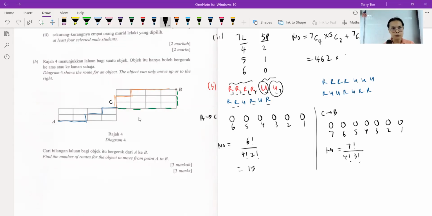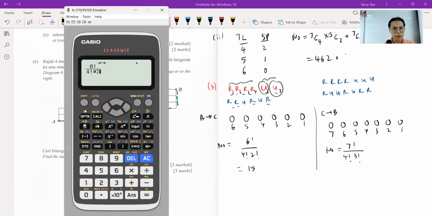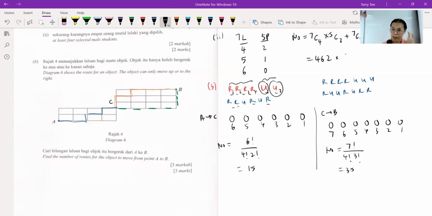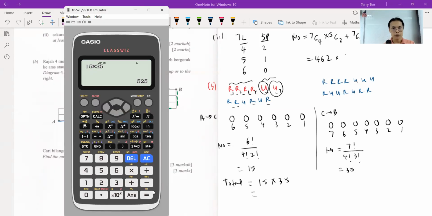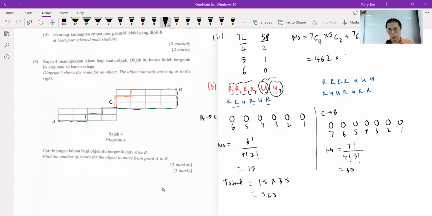Then we continue. This one is 3 factorial, just change it to 3 factorial, and this is now 7 factorial. So this is 35. So the second one has 35. The first one has 15 ways, the second one has 35 ways. The total combination of all will be 15 times 35, which is 525 ways. Yep, very interesting question, but like I said, it's actually in the textbook.